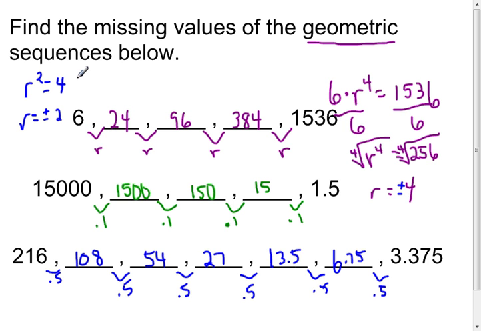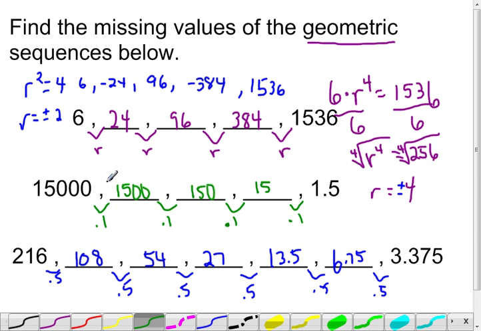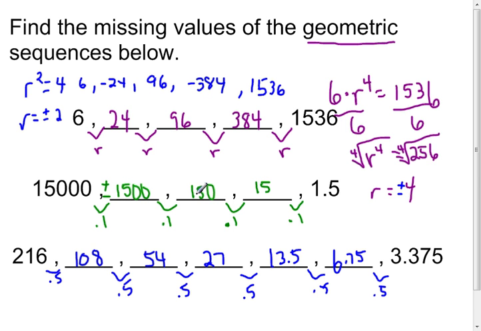There's this answer, or there's also negative 24, positive 96, negative 384, positive 1536. The same thing would be held true for the second example. So this would be plus or minus 1500. This would be 150, and this would be plus or minus 15. And then the same thing down here. Now the only time where this wouldn't happen is, and so maybe I should do that here, plus or minus 108, plus or minus 27, plus or minus 6.75.